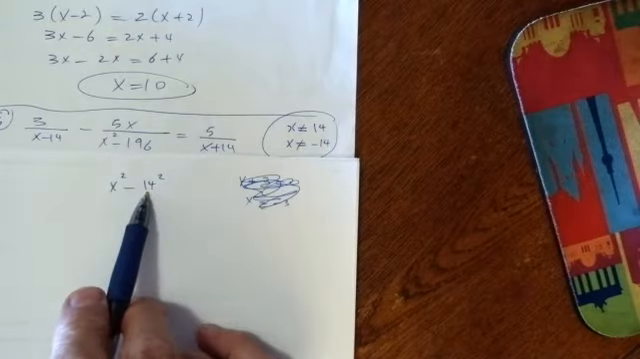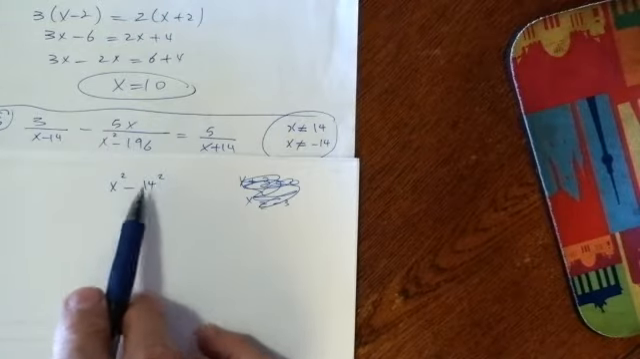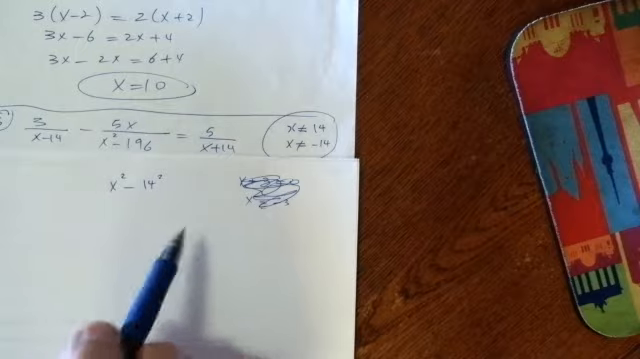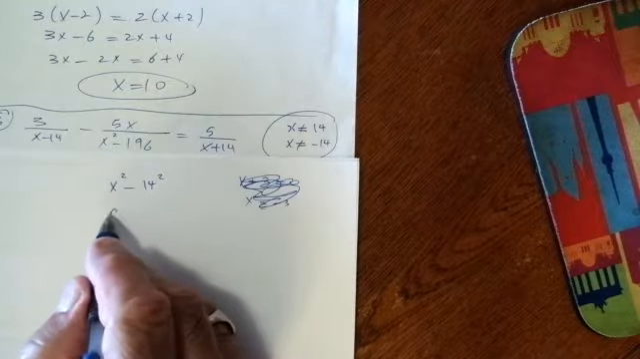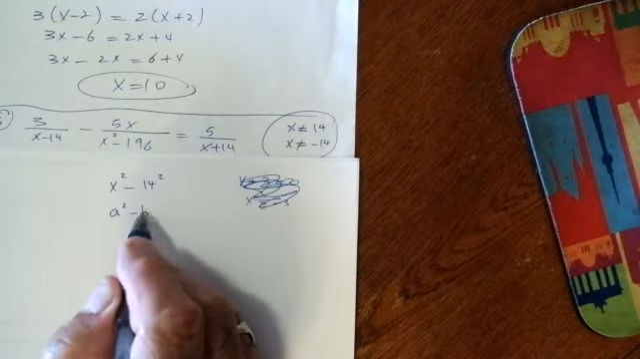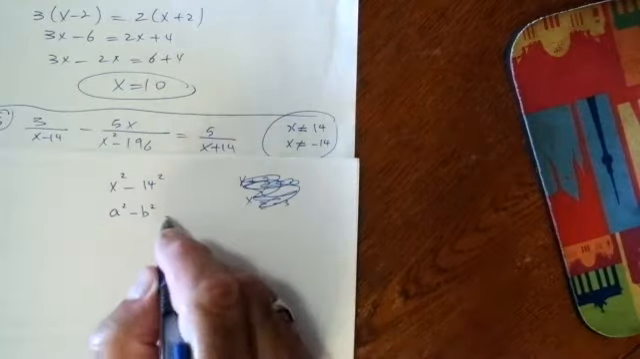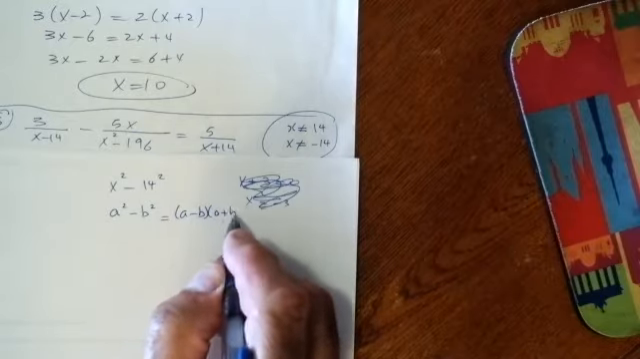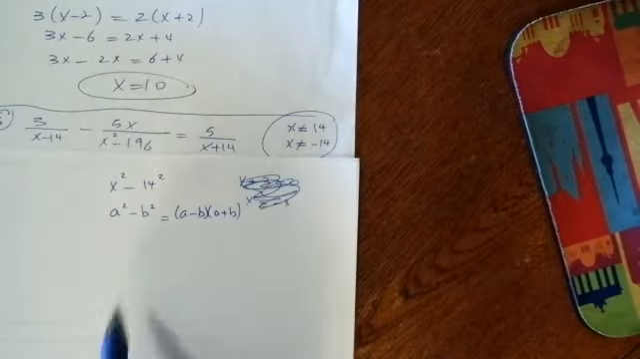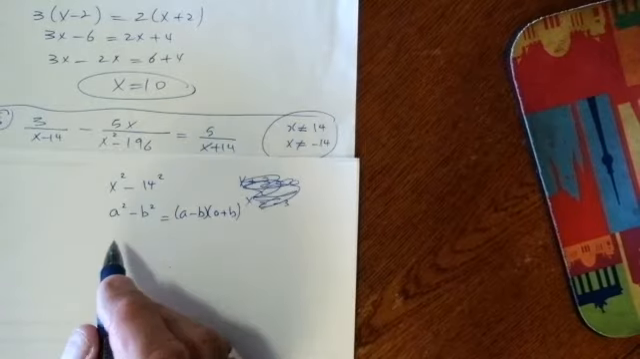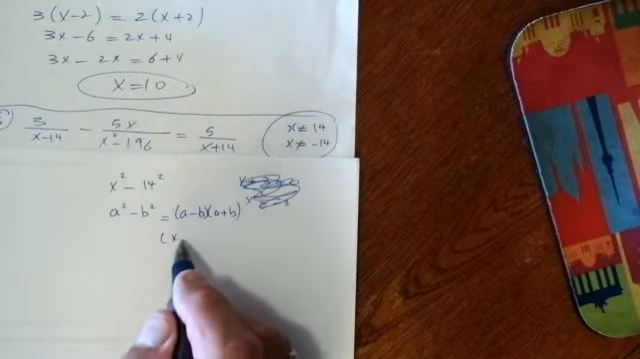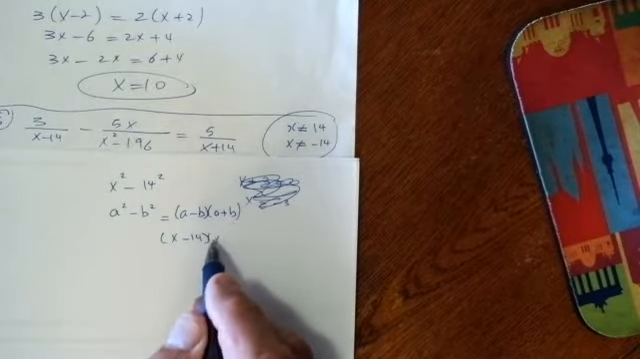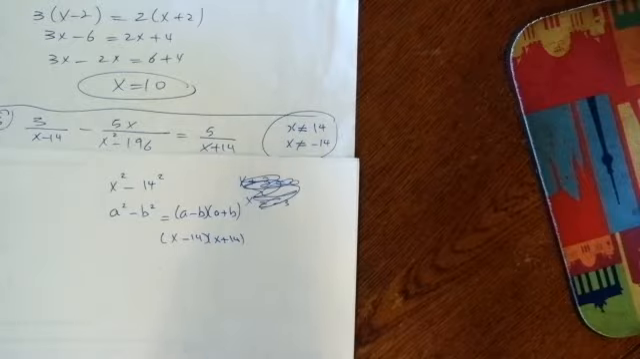If I take 14, use my calculator and raise it to the power of 2, I see it is 196. Now remember the formula that if you have a difference of two perfect squares, it is always the sum and the difference. We are using that here. So x squared minus 14 squared would be x minus 14 times x plus 14. You could break it up using that formula.